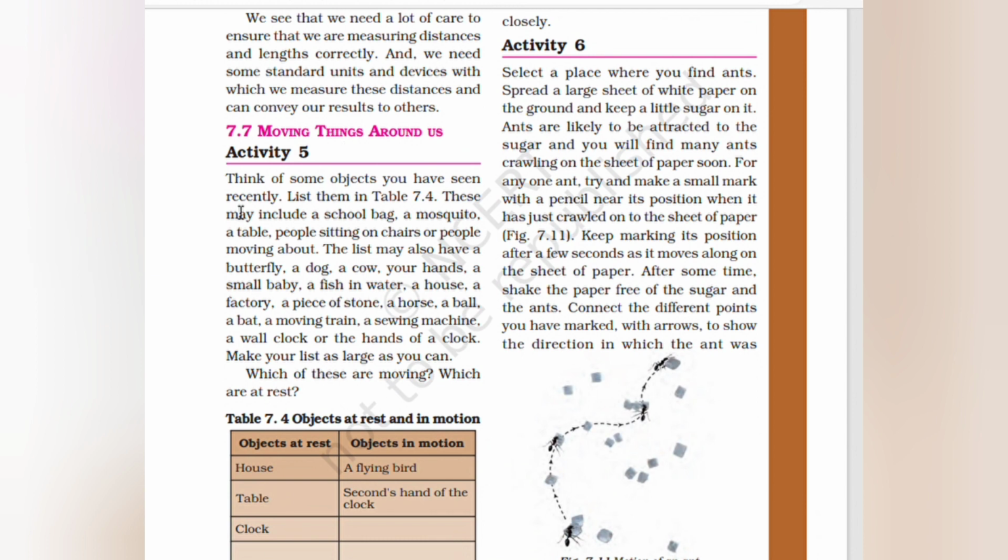Activity 5. Think of some objects you have seen recently. This may include a school bag, a mosquito net, a table, people sitting on chairs or people moving around. The list may also have a butterfly, a dog, a cow, your hands, a small baby, a fish in water, a house, a factory, a piece of stone, a horse, a ball, a bat, a moving train, a swimming machine, a wall clock or the hands of a clock. Make your list as large as you can.